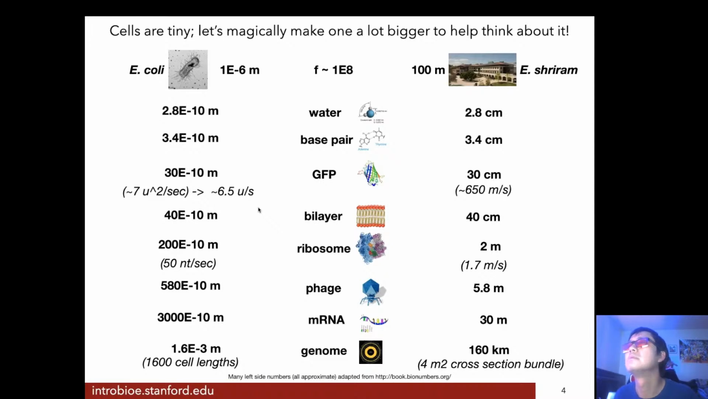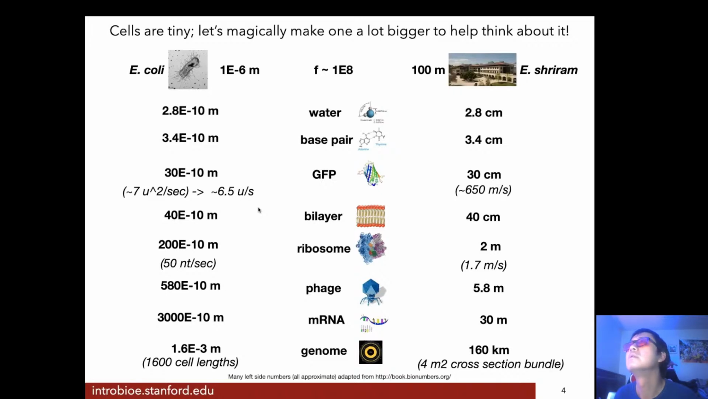It's like a 2-story building. The mRNA that's being translated to make a protein, it's about 100 feet long. It's like a little string 30 meters long. The genome, encoding all the DNA and stuff, 160 kilometers.